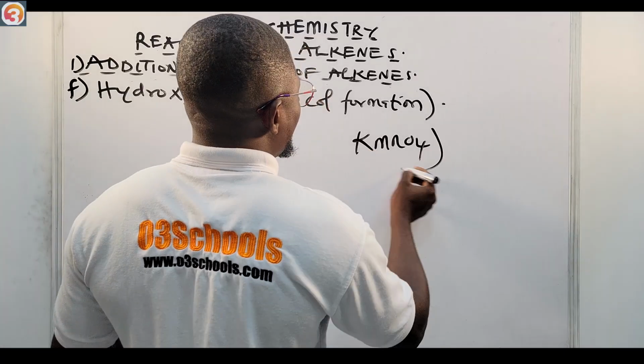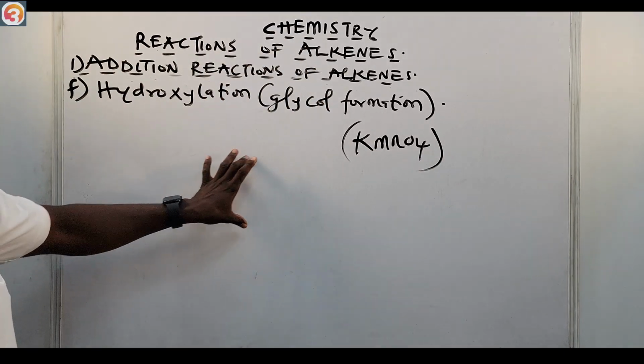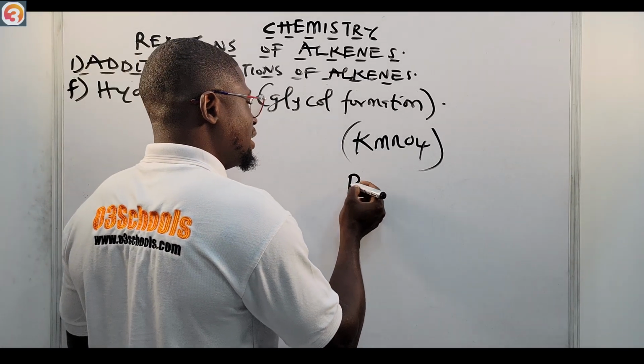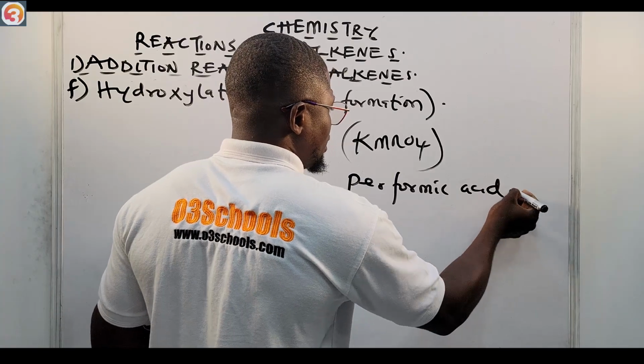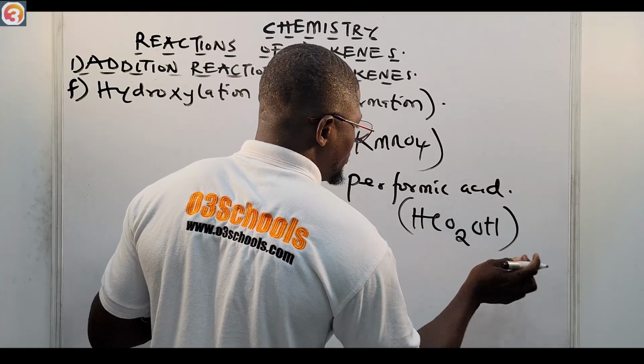KMnO4. This is permanganate. It's a reaction between an alkene and permanganate under the influence of what we call performic acid. Performic acid is HCO2OH. This is called performic acid.